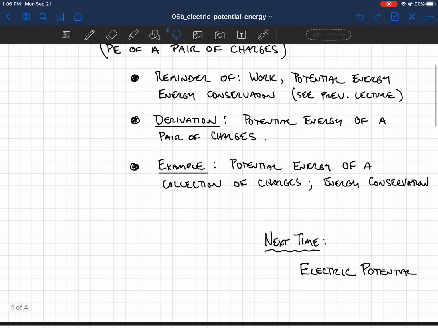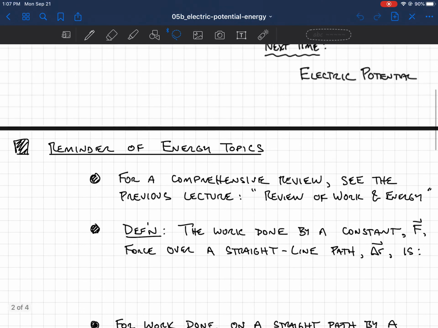Next time we'll talk about something new, something that doesn't have an analog in mechanics, or at least not one that you usually talk about in Physics 230 or 220. It's called the electric potential, and there's an analogy: the electric potential energy is to the force as the electric potential is to the field. So it's basically just a potential for the electric field itself.